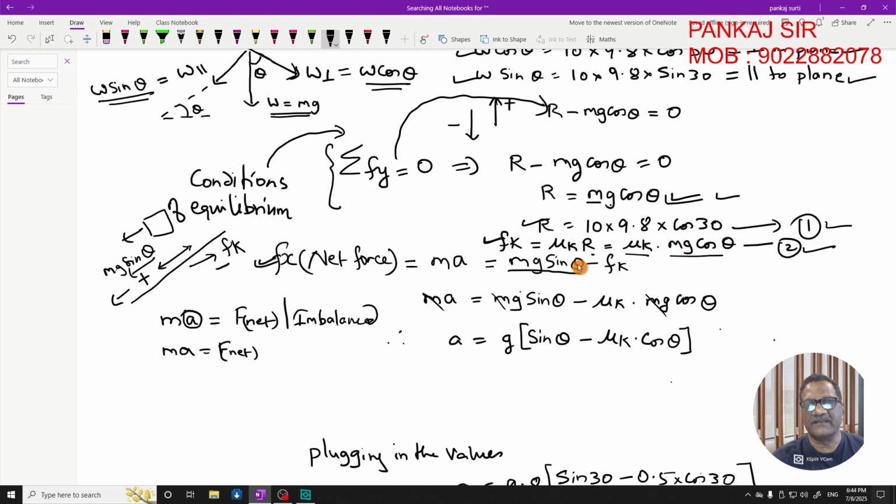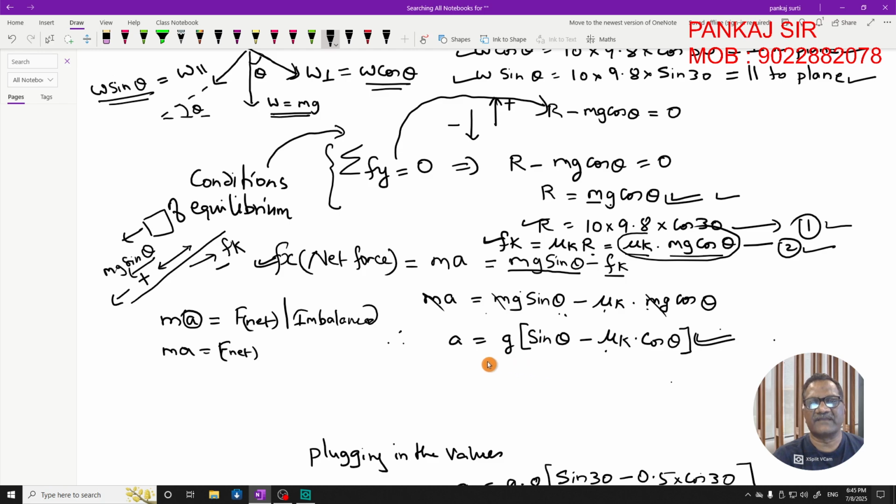Now Fk, you can substitute this value. So ma will be equal to mg sine theta minus, instead of this Fk, you can plug in this value, mu k into mg cos theta. Now from this equation I can cancel m and m, and I'll be left with a equal to g. Now g I am taking common, and I'll be left in the bracket with sine theta minus mu k times cos theta, and I got the formula for my acceleration.